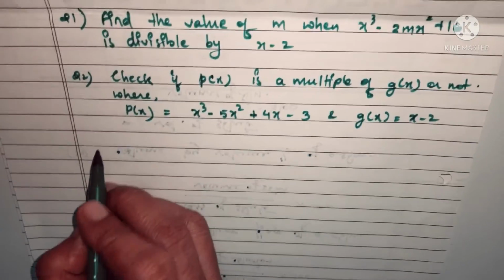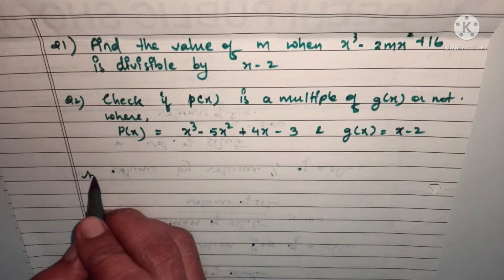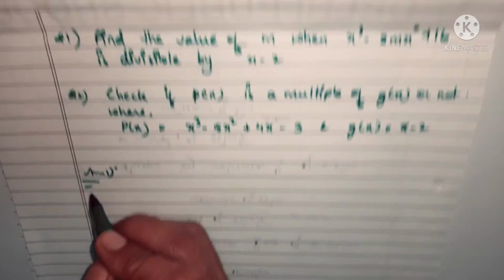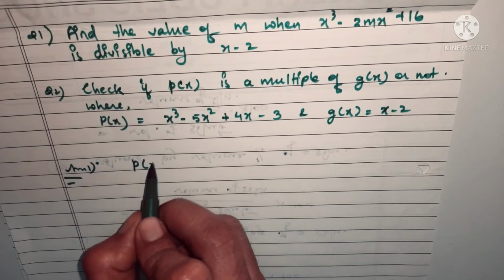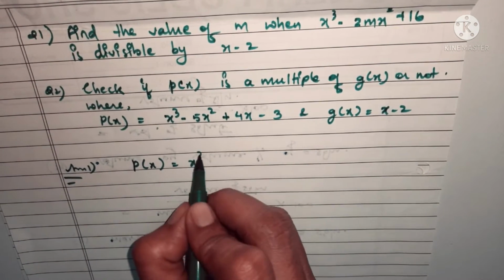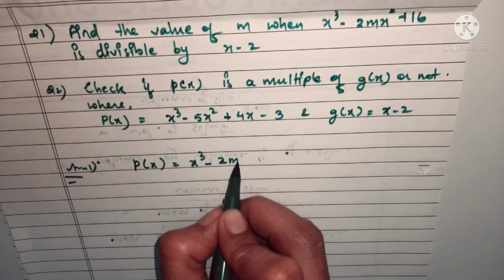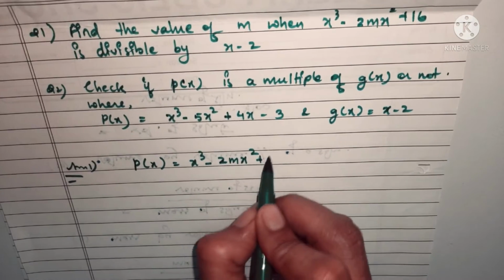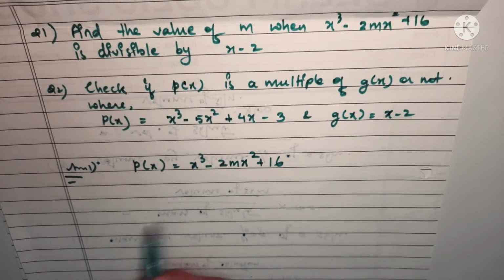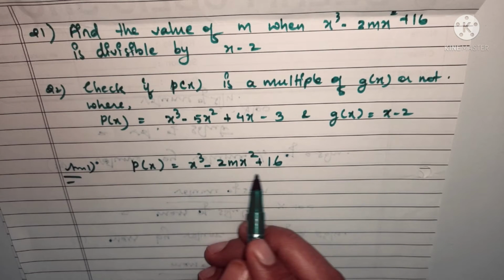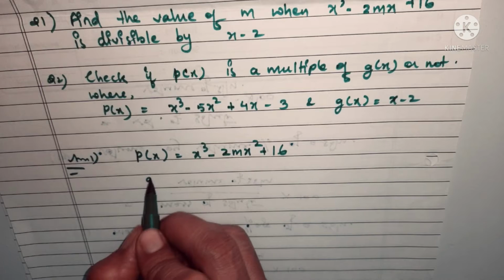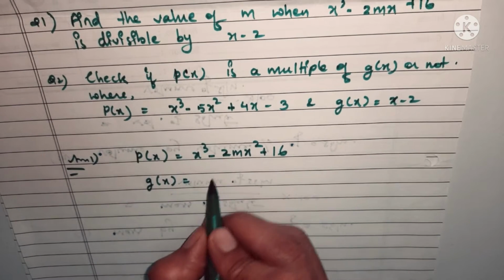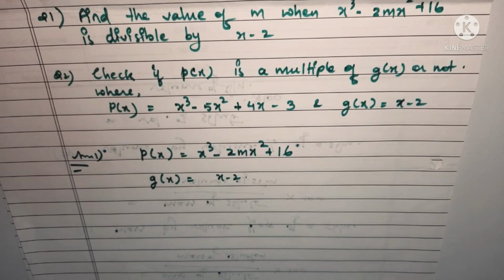In the very first case you can see that you are given with a polynomial px. Say px is x cube minus 2mx square plus 16. Now here you can see that you are given with one polynomial as well as one divisor is there. It means you are having a gx. Another linear expression is there with you.